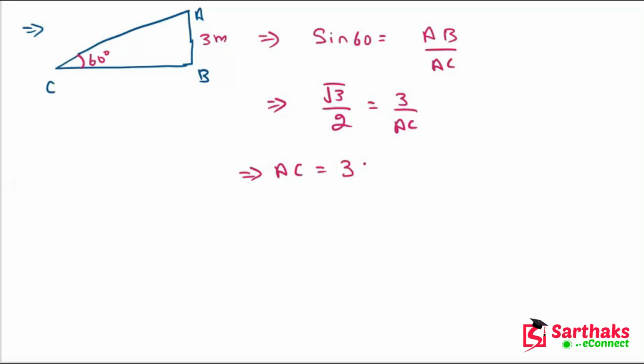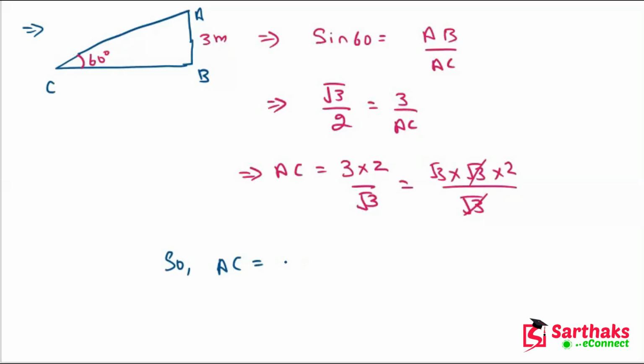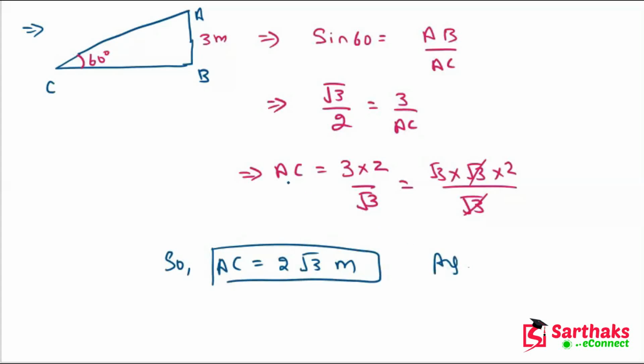Okay, now what is the value of AC? It is 3 into 2 upon root 3. So we can write 3 as root 3 into 2 divided by root 3. So this root 3 will be cancelled. So we get our final answer: AC equals 2 root 3 meter. Okay, so this is our answer. I hope, my dear friends, you understand these things. So let's move on.